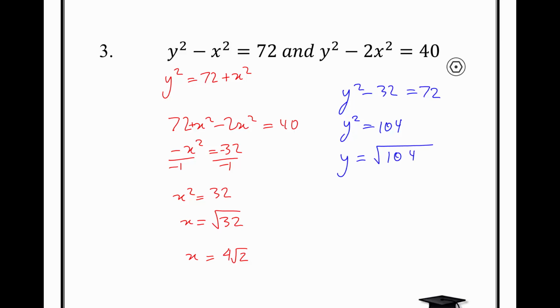Now if we look at 104, is there anything we can divide it by such that we will get a square? There is. We can divide it by 4 so that we get root 4 times root 26, which will give us 2 root 26. And that will give us x and y.